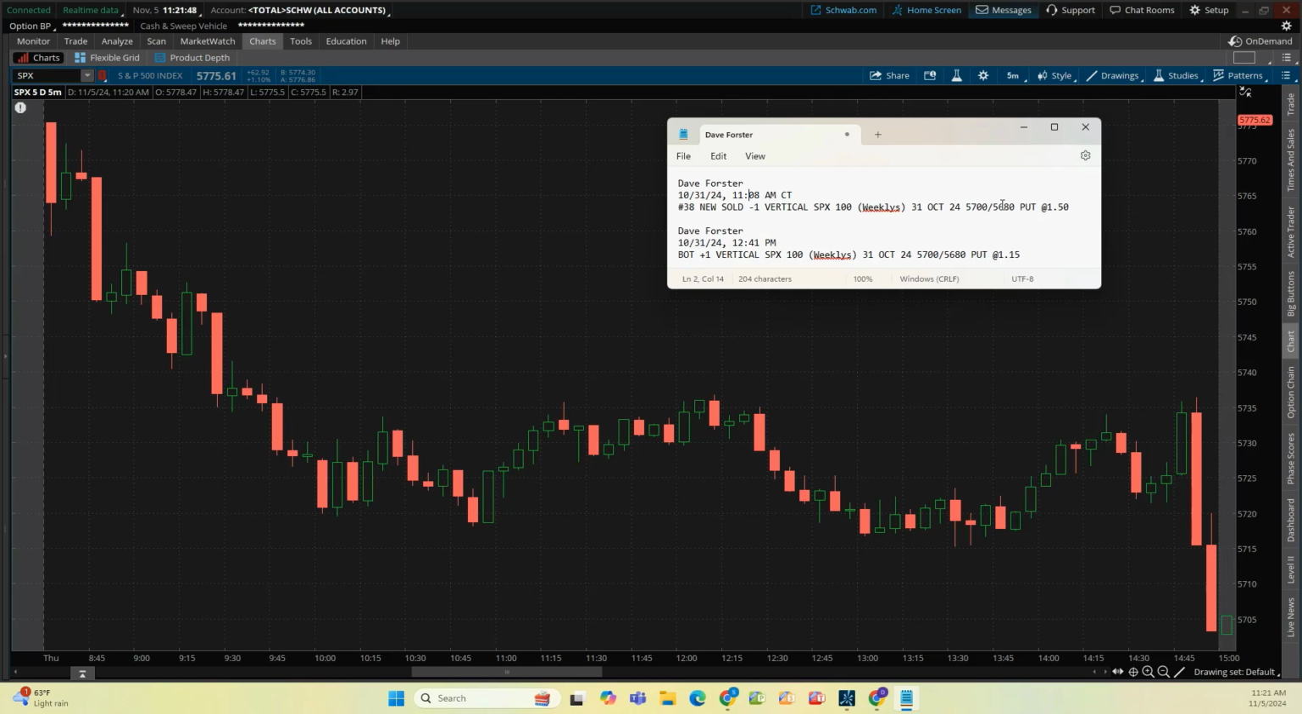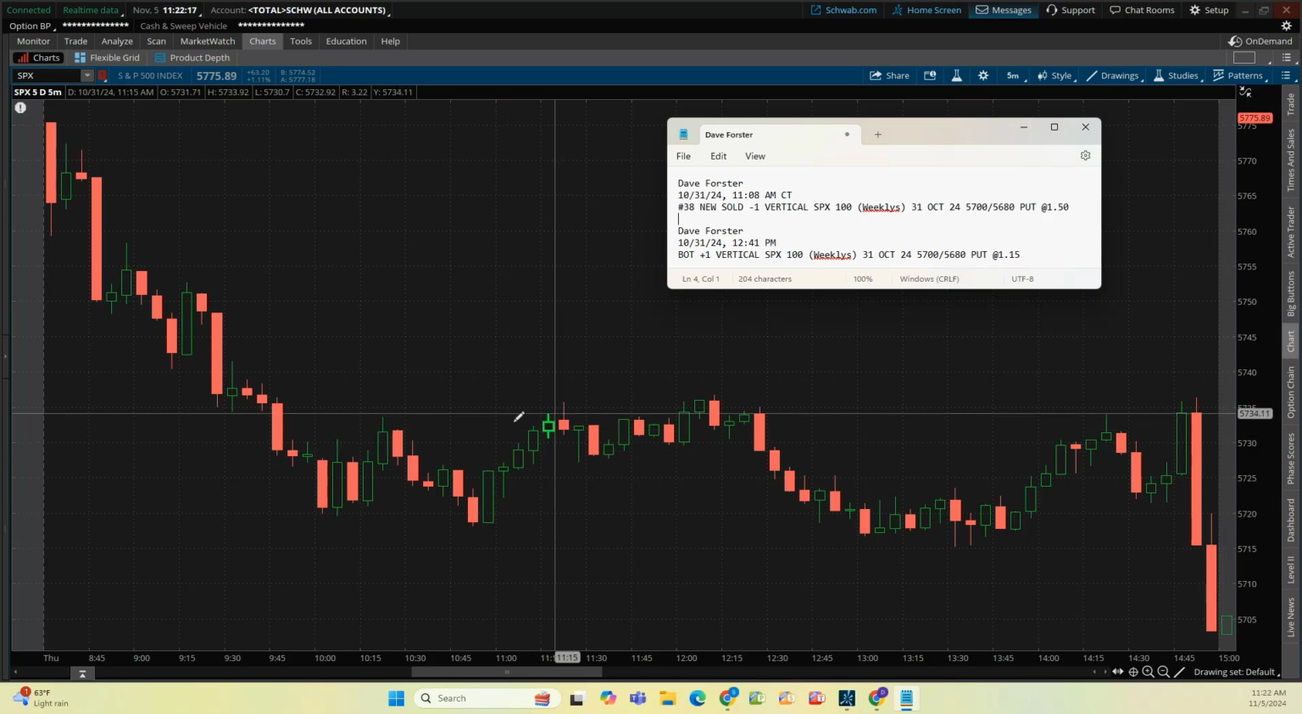So I sold a 5,700/5,780 bull put spread for a $1.50 credit. That was outside of where the support is, right? And 5,700 is a great round number. That was at 11:08. So the question becomes, after I get filled on this, should I stay in this?